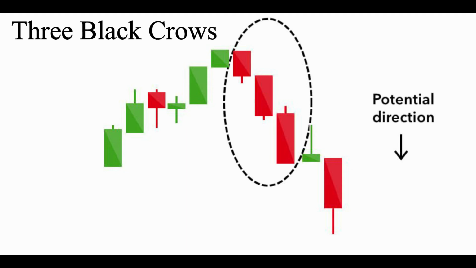Three black crows comprises three consecutive long red candles with short or non-existent wicks. Each session opens at a similar price to the previous day, but selling pressure pushes the price lower and lower with each close. Traders interpret this pattern as the start of a bearish downtrend.